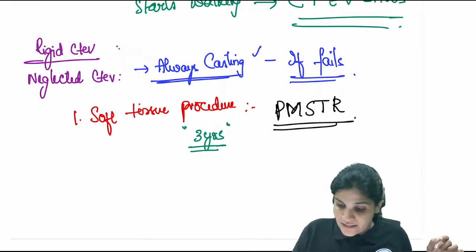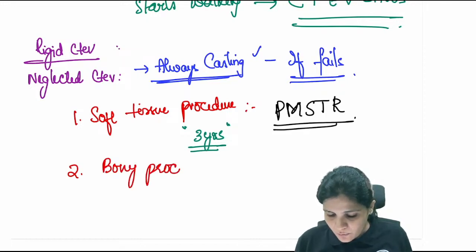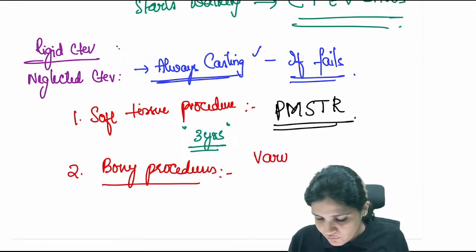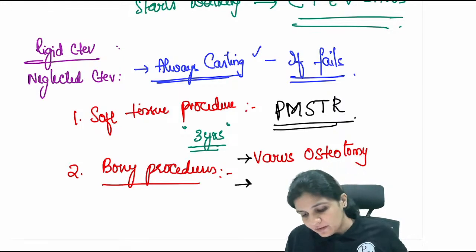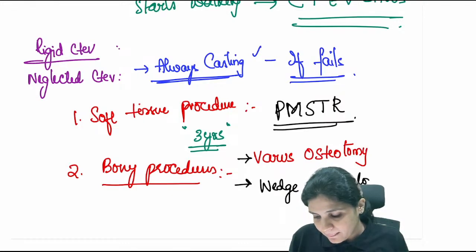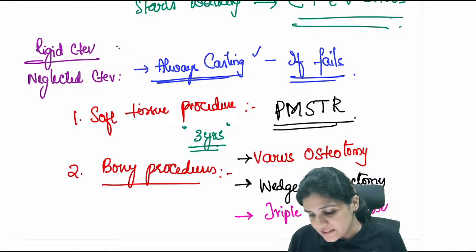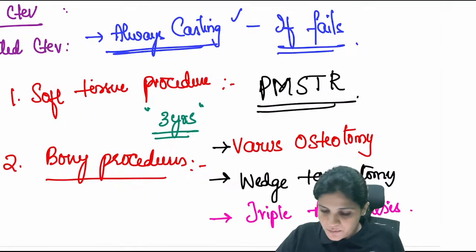If this does not work, then you can go for a bony procedure. There are certain bony procedures you have to remember. Once you correct the cavus, then comes varus, so varus correction by osteotomy. After varus, you can go for wedge tarsectomy. Finally, triple arthrodesis. What do you mean by arthrodesis? It is fusion of the joints. This is a soft tissue procedure, that is PMSTR.